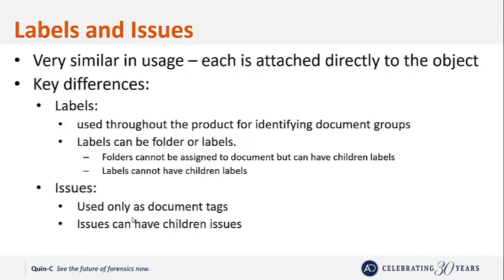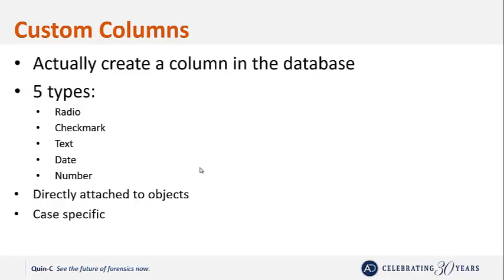So those are labels and issues. These are probably the primary mechanism by which documents are tagged. Then we have custom columns. Custom columns are really, really underrated. They're incredibly powerful.